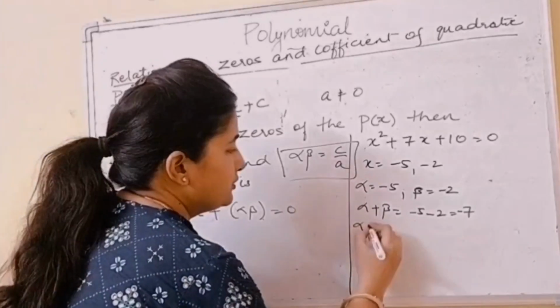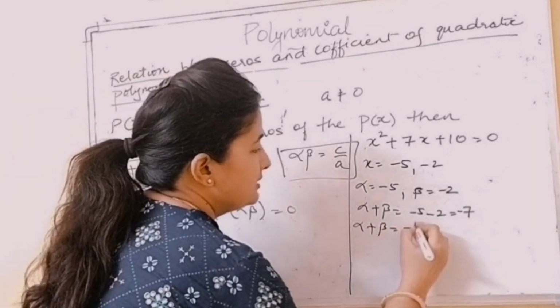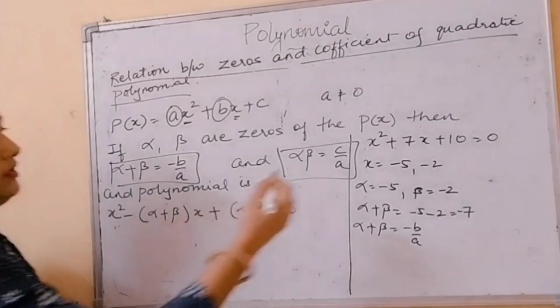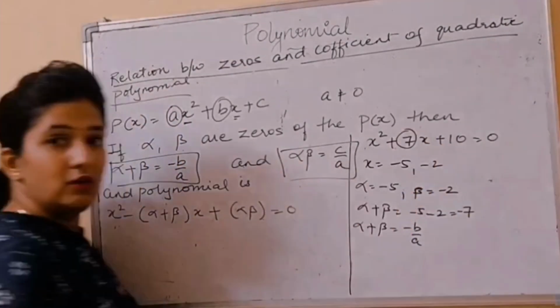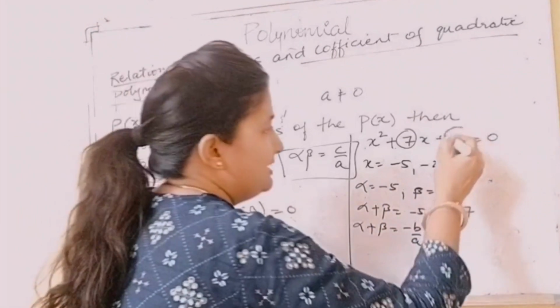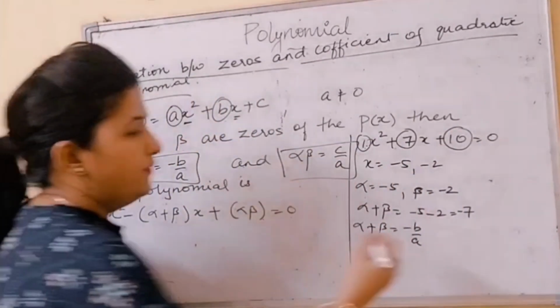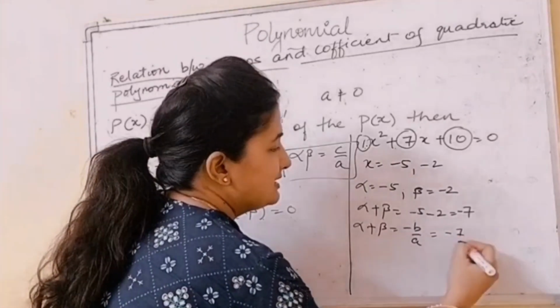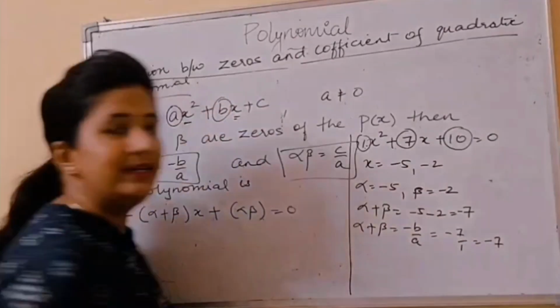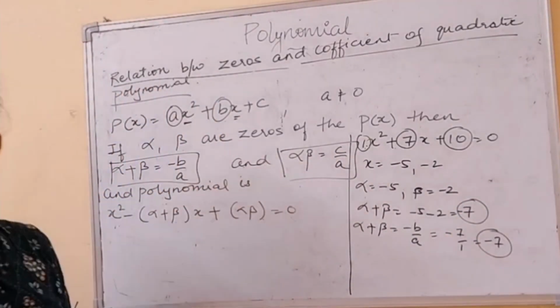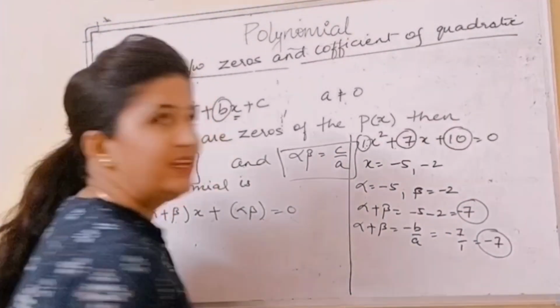And we have also seen that alpha plus beta is equal to minus b by a. So let's see from the equation. The equation says that b here is the coefficient of x, c here is the constant term, and a here is 1, right? So minus b by a means minus 7 by 1, and it is equal to minus 7. So we can say here that alpha plus beta is equal to minus 7 and it is also equal to minus b by a.